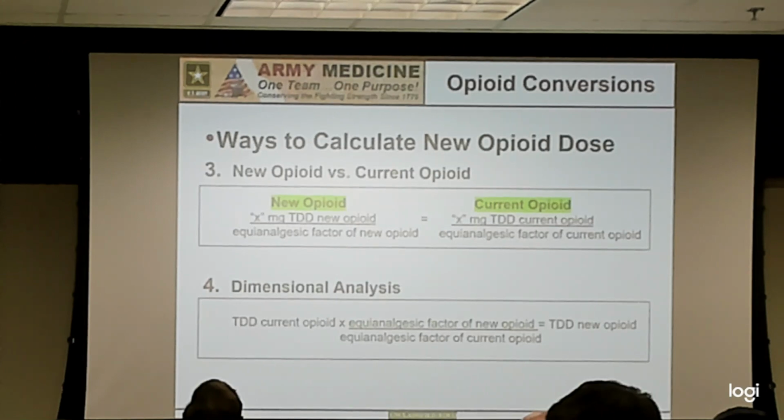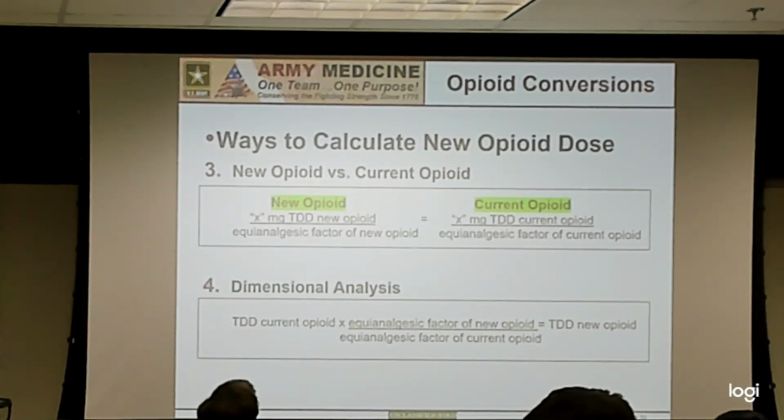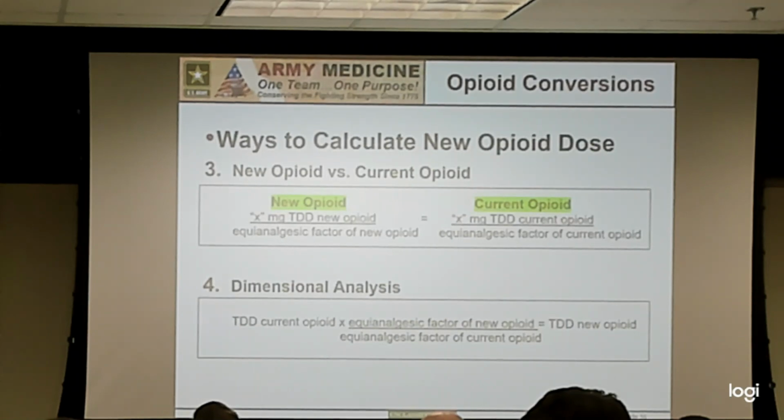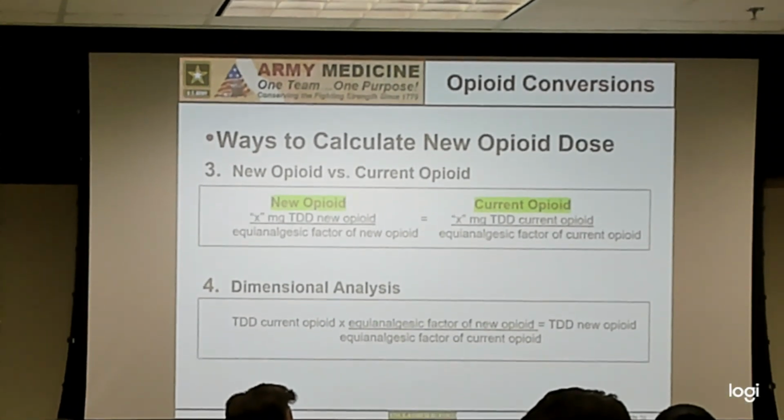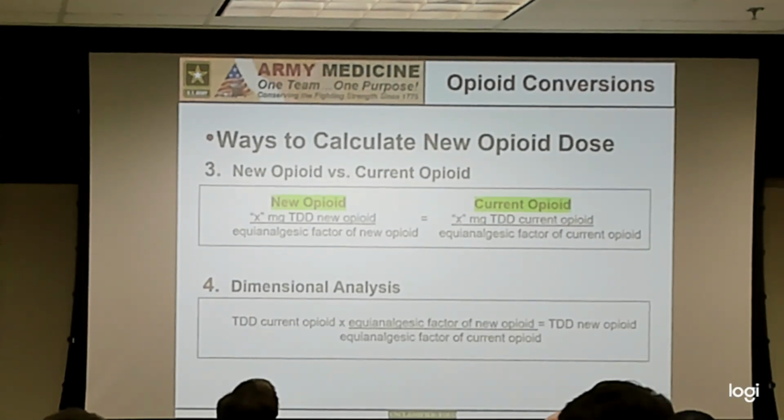When we do the practice problems, you can go through and try every way. The first one is self-explanatory, but try 2 through 4 to see which one you like and to see which one is easier for you to remember, because you're going to get the same answer no matter which one you use. Just pick which one you like better, okay? New versus current, you'll have your new total daily dose over the factor that'll be on your chart, over your current total daily dose over the factor that's on the chart.